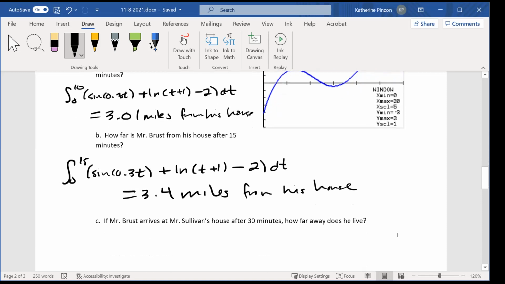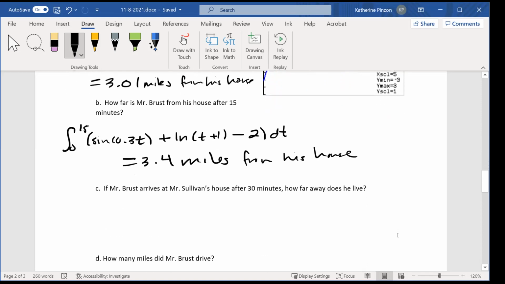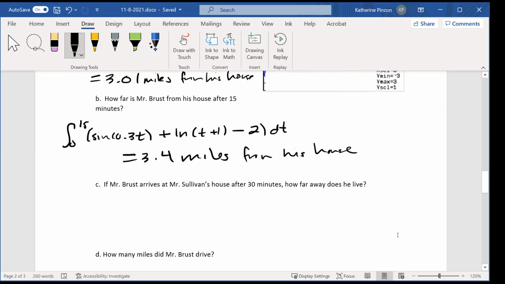If Mr. Brust arrives at Mr. Sullivan's house after 30 minutes, how far away does he live? How do you figure out how far away he lives? Yeah, you just find out his total distance, right? So that doesn't tell you how far his car drove. It tells you if a crow flies from his house to the other house, that's how far it would be, right? So 0.30 just tells you straight distance. If he doesn't have to go backwards ever or anything.